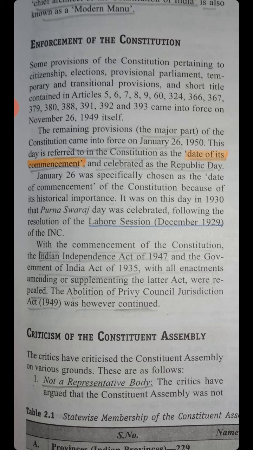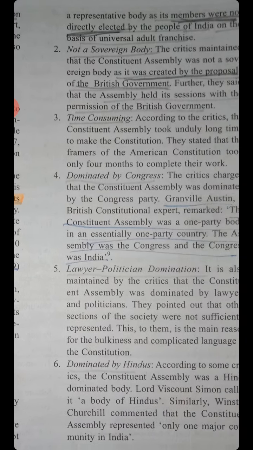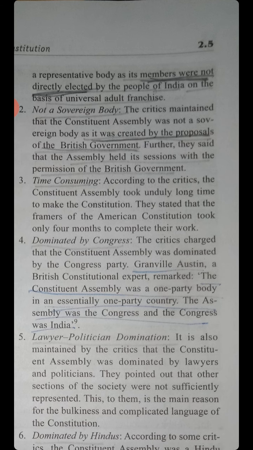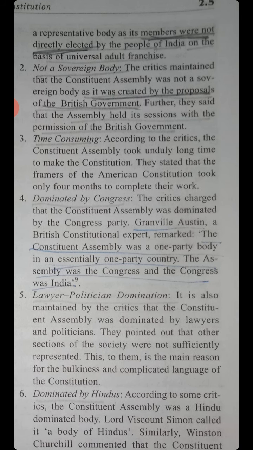Criticism of the Constituent Assembly. First, not a representative body, that is, members were not directly elected by the people of India on the basis of universal adult franchise. Second, not a sovereign body, as it was created by the proposals of the British cabinet. Further, they said that the Assembly held its session with the permission of the British government. Third, time consuming. Fourth, dominated by Congress.